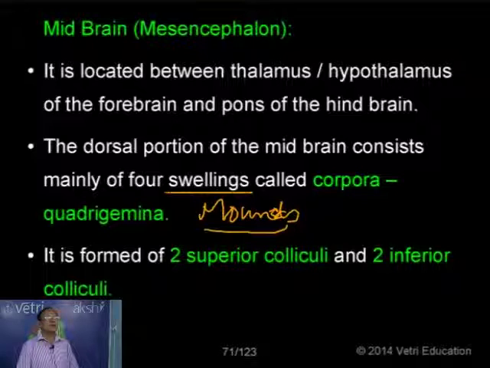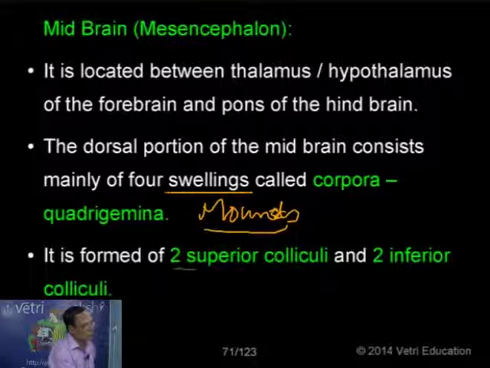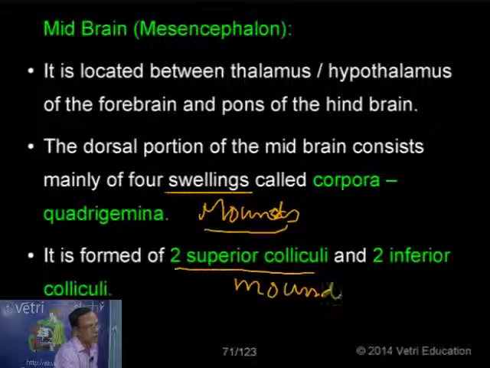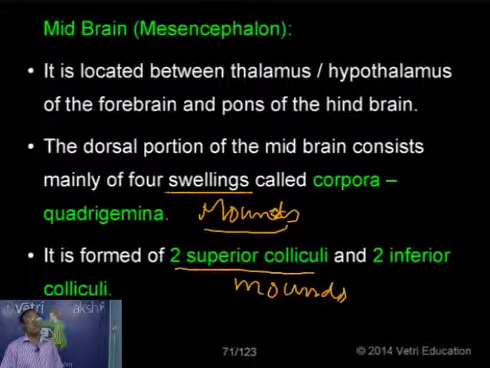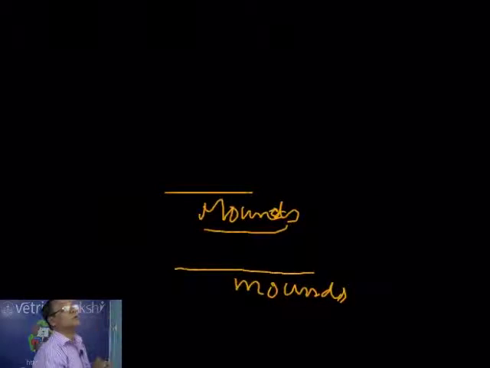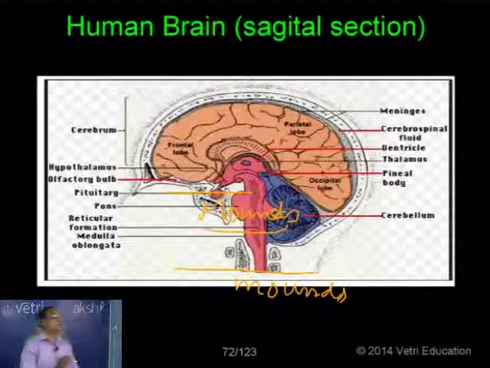So there are two on the upper side and two on the lower side. Accordingly, we can say two superior colliculi or mounds. The colliculi are also called mounds or swellings. Colliculus means swelling. So there are two colliculi found superiorly, called superior colliculi, and there are two inferior colliculi. So altogether there are four colliculi or mounds, which together form the corpora quadrigemina of the midbrain.